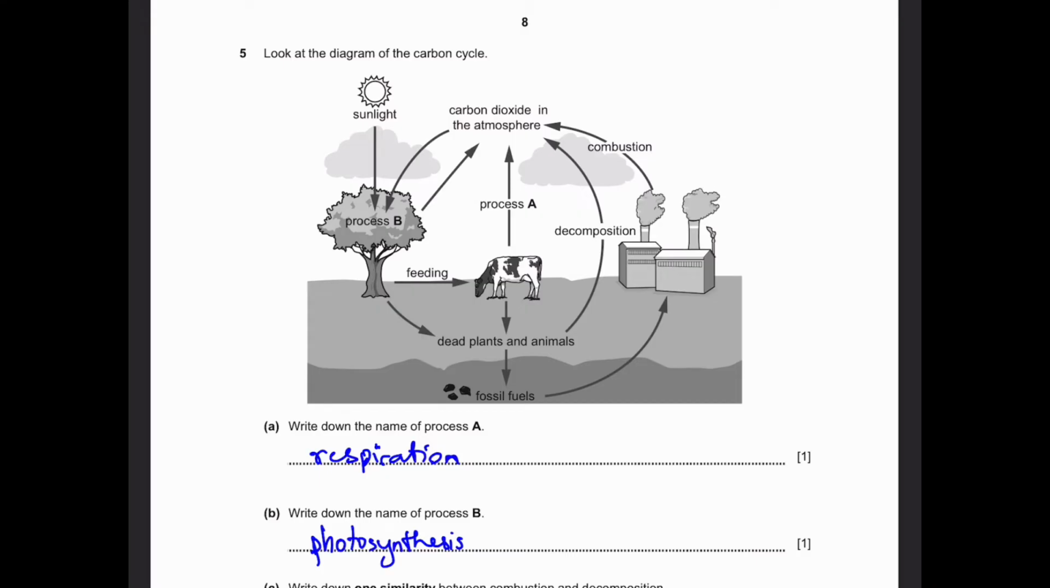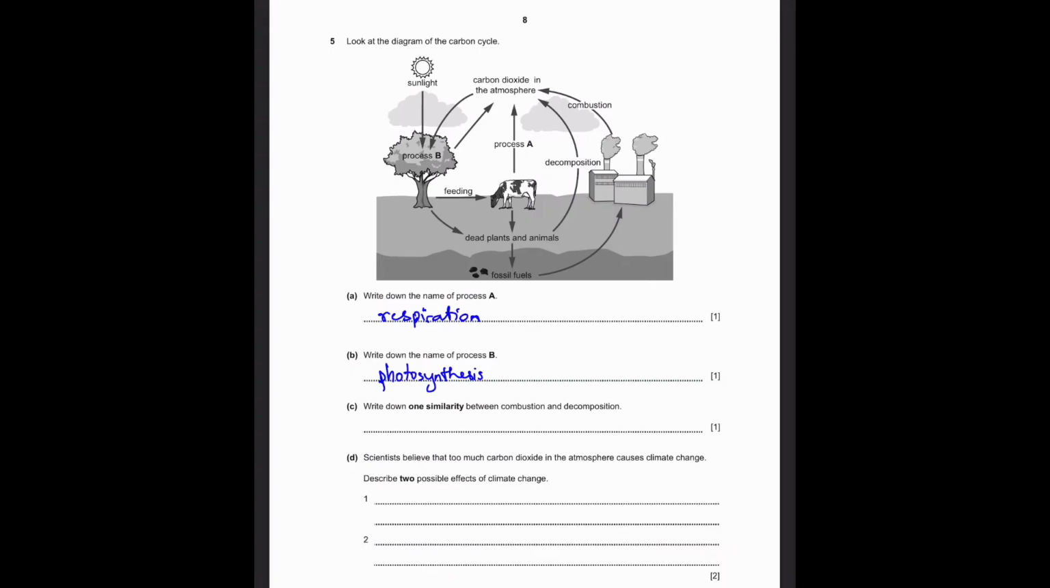Let's go to part C. Write down one similarity between combustion and decomposition. We can see that combustion is this arrow here and decomposition is this one. Both of them end up releasing carbon dioxide to the atmosphere. So we can write that both release carbon dioxide.